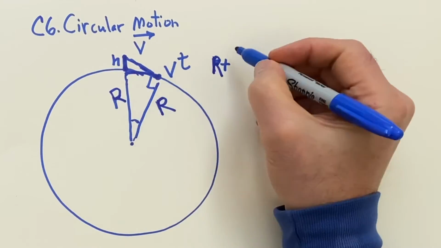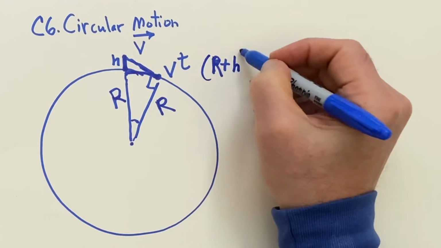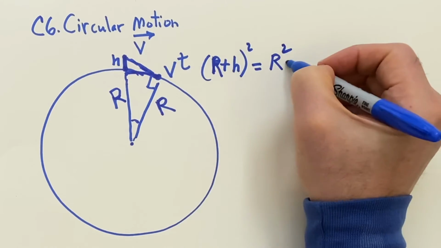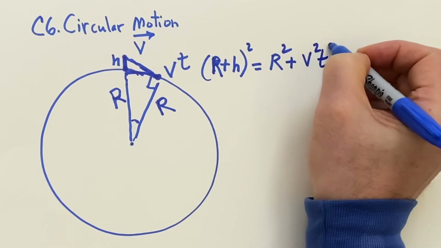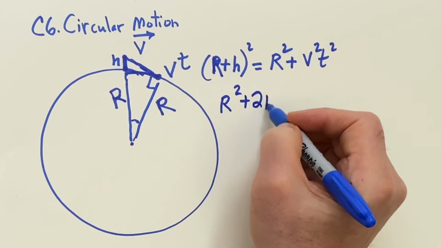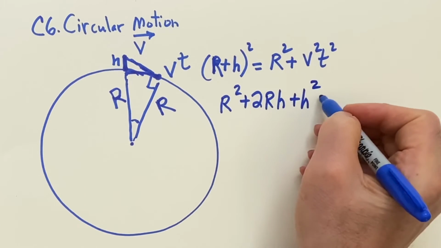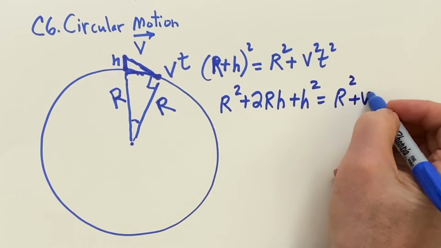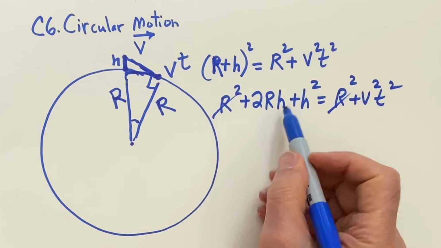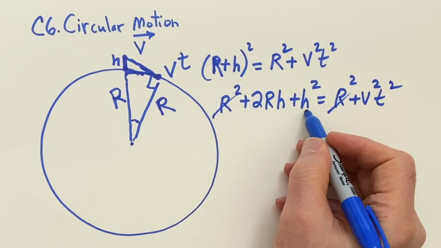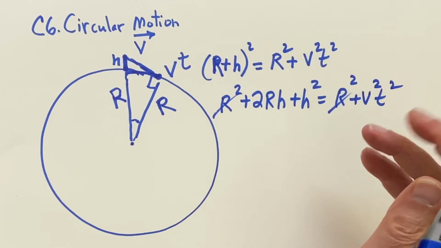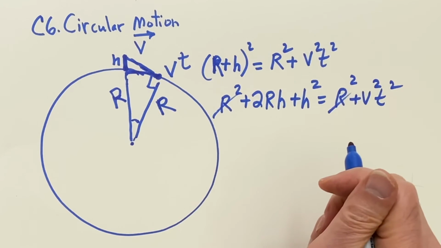Capital R plus h is your hypotenuse, and you square it, and that's equal to r squared plus v squared t squared. Now this is r squared plus 2rh plus h squared equals r squared plus v squared t squared. These cancel, and here, since this r is very, very big and this h is very, very small, we can neglect this. In fact, as you get smaller and smaller with the angle, this will vanish. It'll go away, with calculus ideas, taking limits.